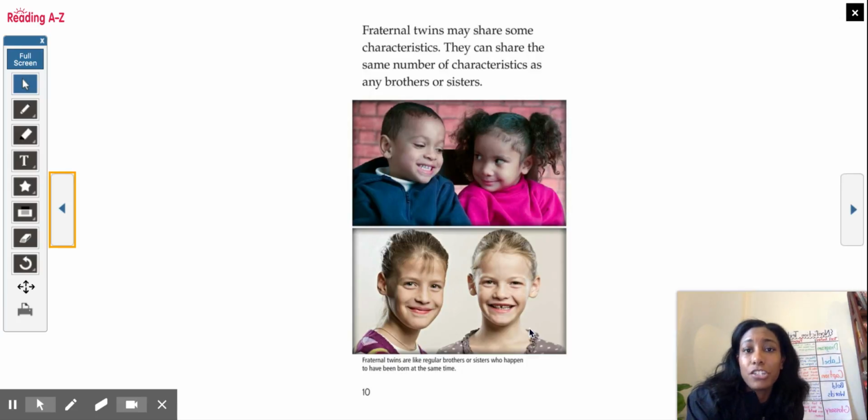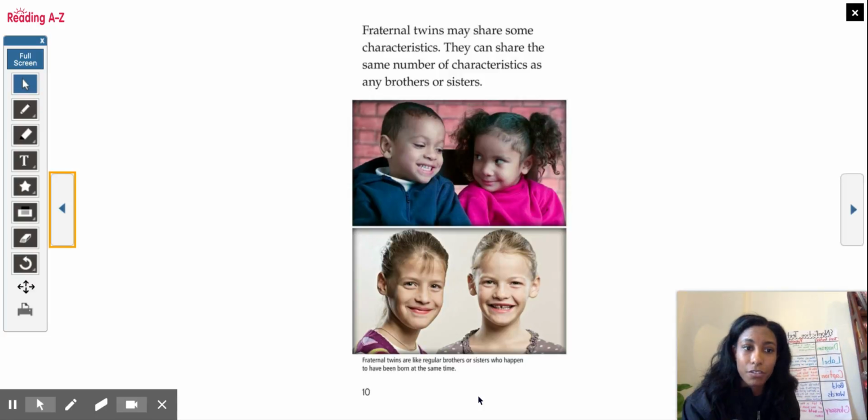Fraternal twins may share some characteristics. They can share the same number of characteristics as any brother or sister. Do they look exactly alike? No, they don't. It even tells us in our caption below, remember captions tell us more about the images that we're seeing. It tells us in our caption below, fraternal twins are like regular brothers or sisters who happen to have been born at the same time.